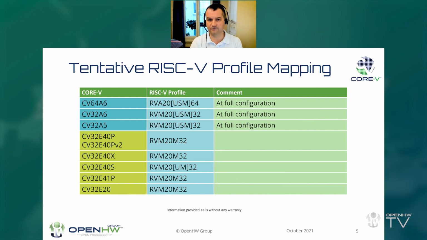So A for application and 20 for 2020. U, S, and M, these are the privilege modes that are supported, and 64-bit is quite obvious. This is a 64-bit core.